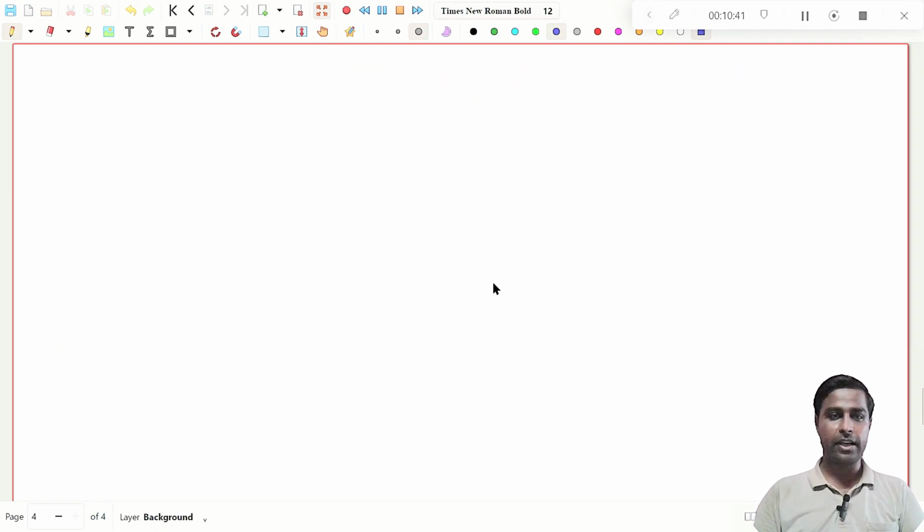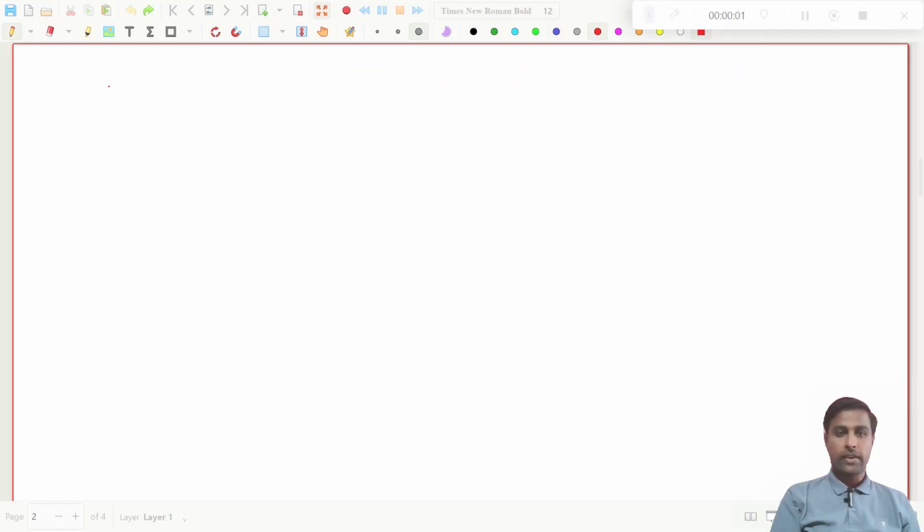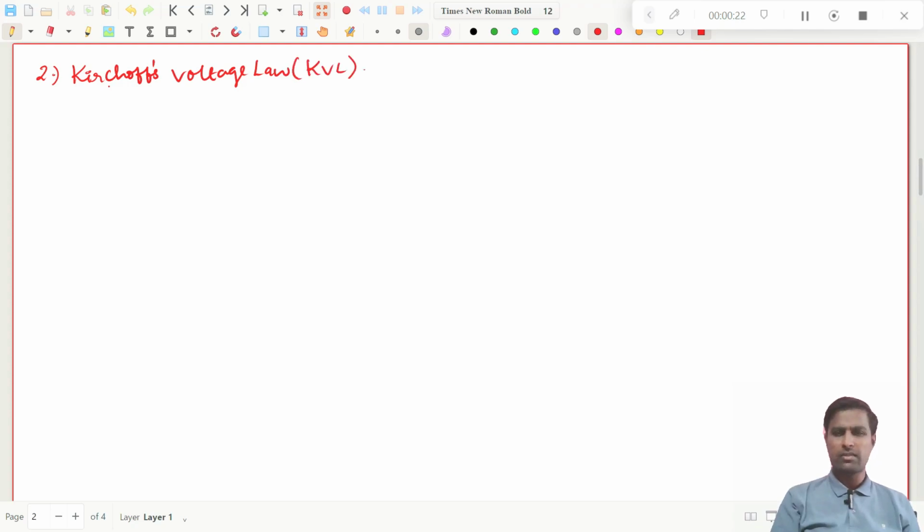Right? We will take a new page. Fine. Next we take Kirchoff's voltage law. So this is number 2. Kirchoff's voltage law, which is nothing but KVL. We always use this KVL again and again, right? So next we will take a circuit now. I am just drawing the circuit to explain Kirchoff's voltage law.